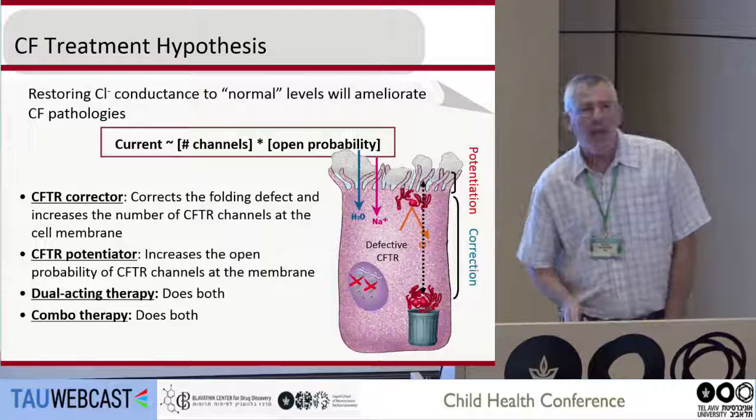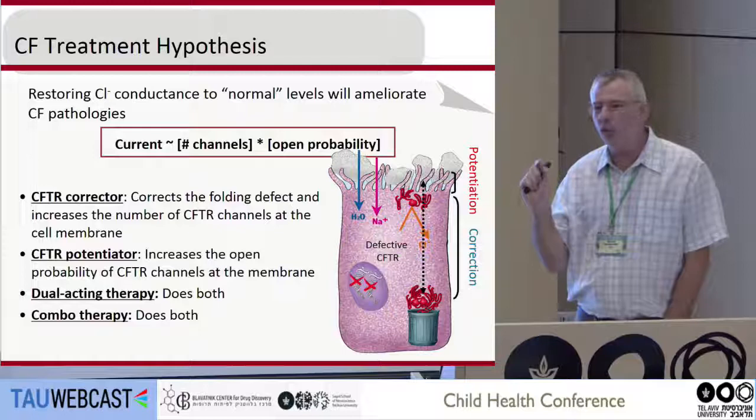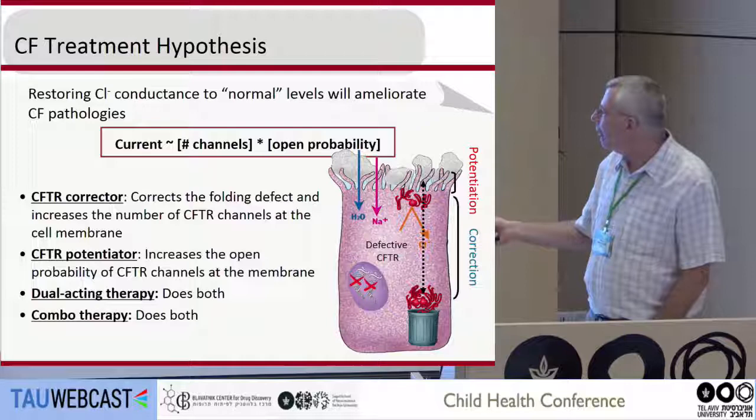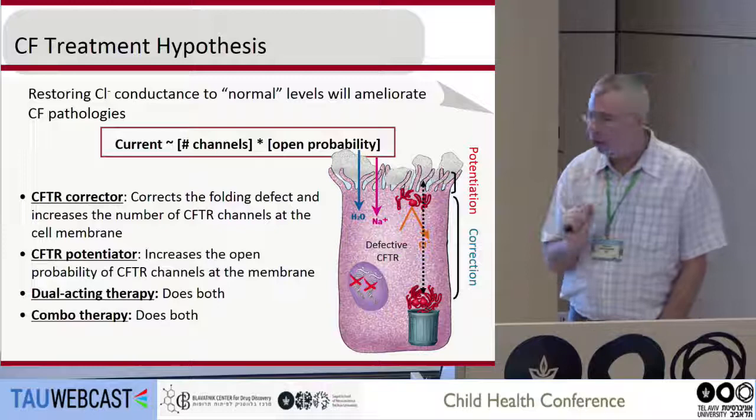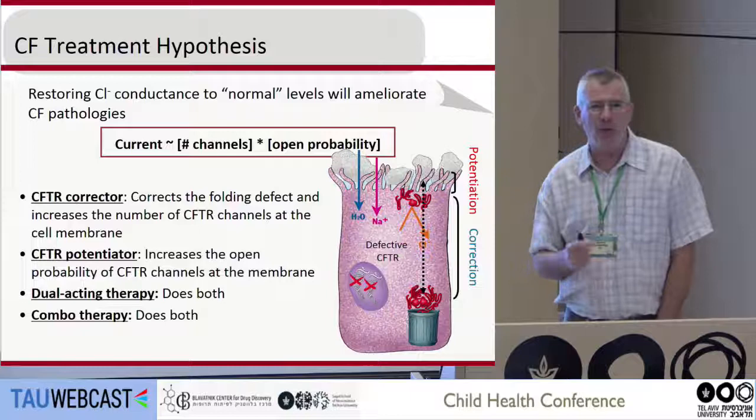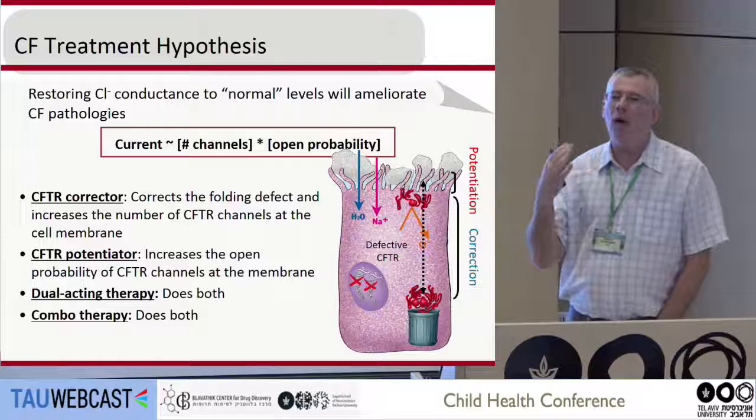So the main treatment hypothesis is that if we can restore chloride conductance to normal level, we can ameliorate most of the defects of cystic fibrosis. And because there are two types of mutation, which cause no protein to be in the cell membrane, and another which cause an impaired protein to be at the cell membrane, there are two treatment hypotheses. One of them is chemical chaperones called CFTR correctors. And the idea here is to somehow solve the folding defect and get more channels into the cell membrane.